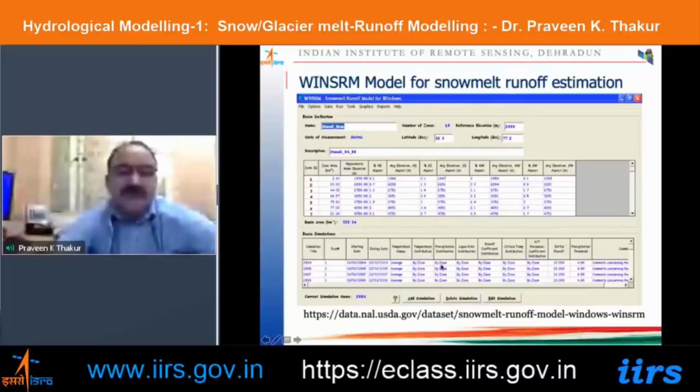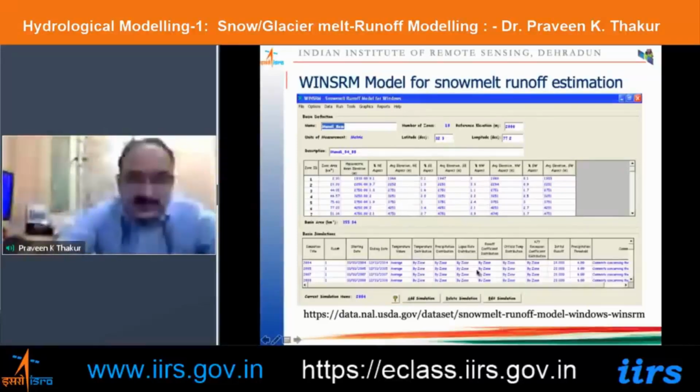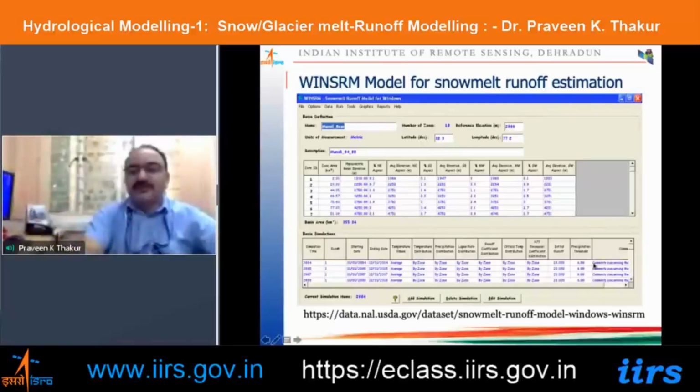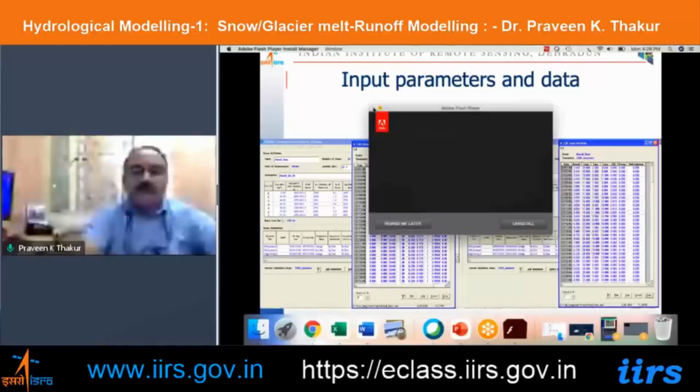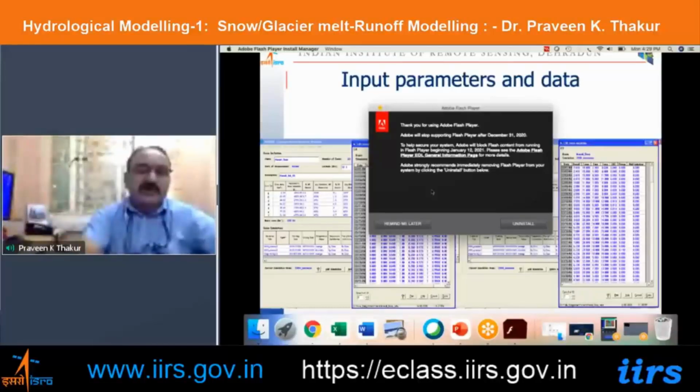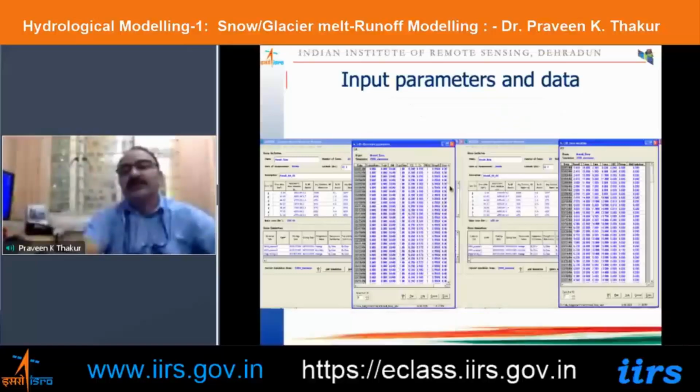And then in the basin simulation, you can define whether you want to do the distribution of temperature, precipitation and lapse rates by zone, or you want to use the basin average values. So multiple simulations can be identified. The input parameters required here are the lapse rate, the critical temperature, the degree day factor, the runoff coefficient, and then one more factor, RCA. If this factor is 1, that means positive energy is being added into the snowpack. If it is 0, that means it is neutral, or negative energy is being added into the snowpack.